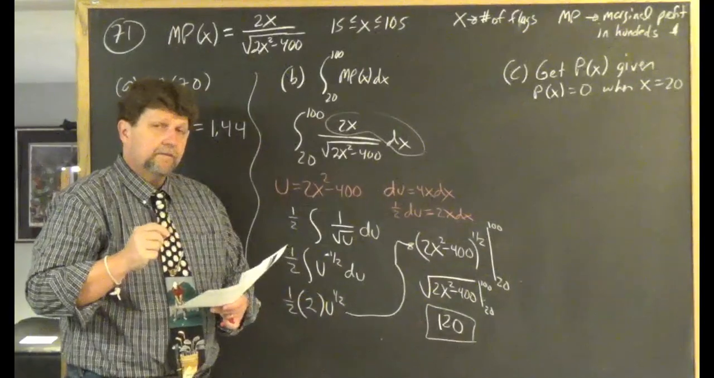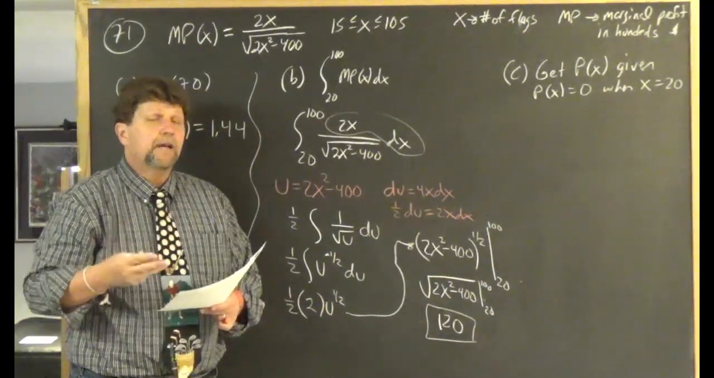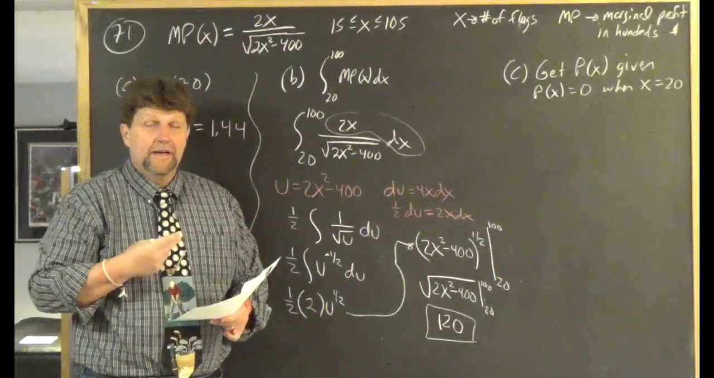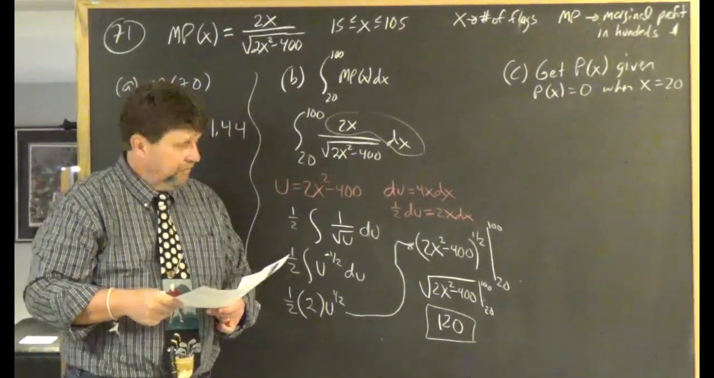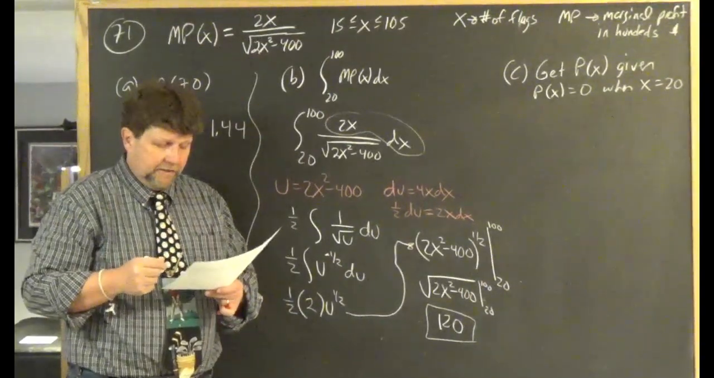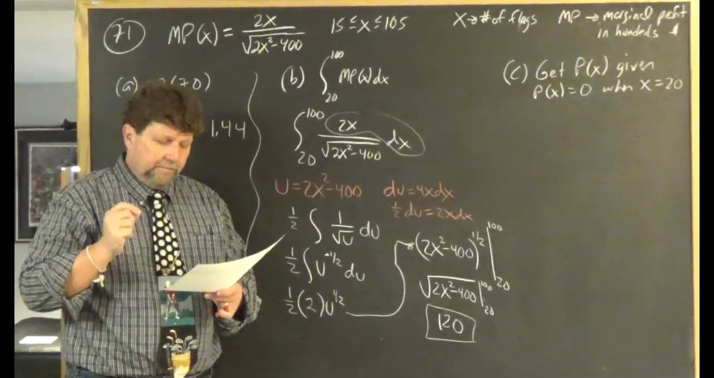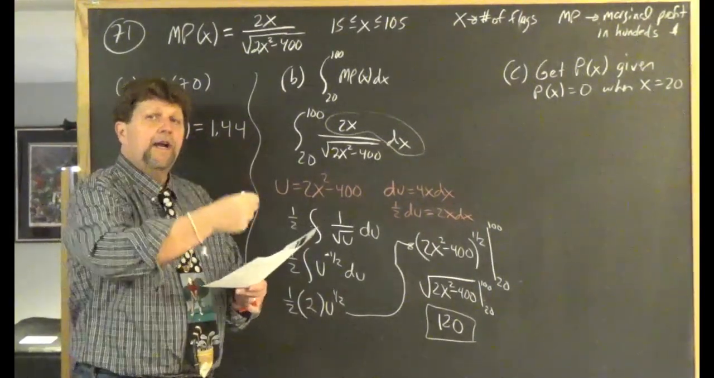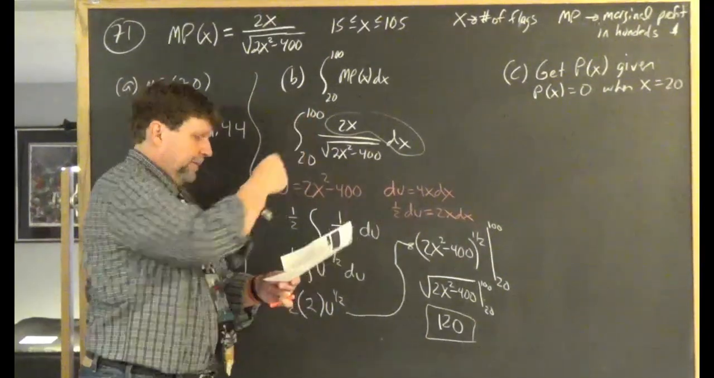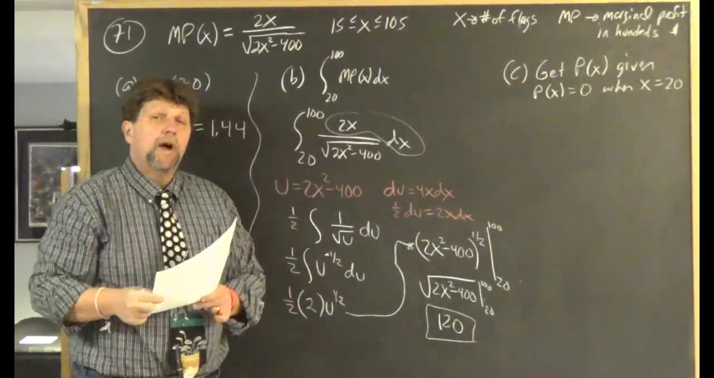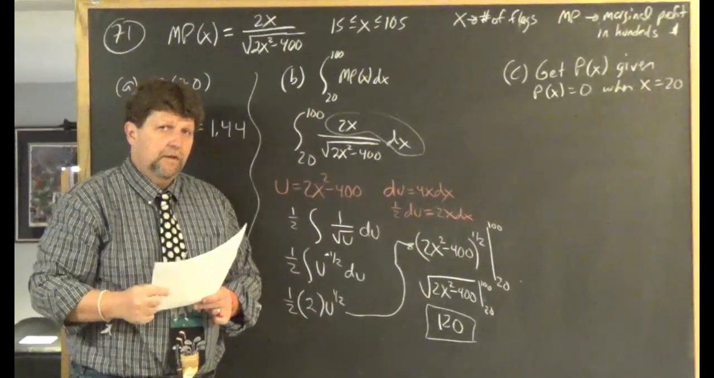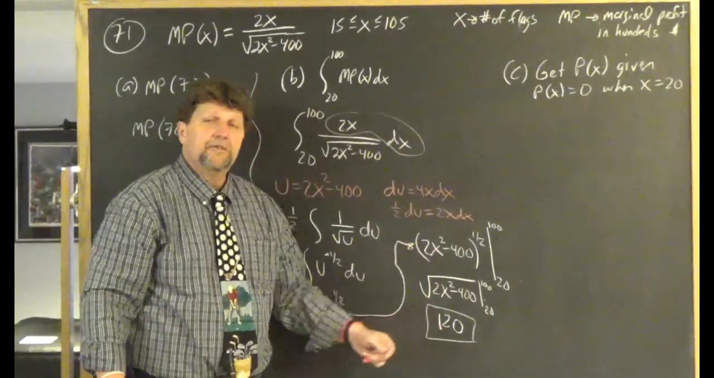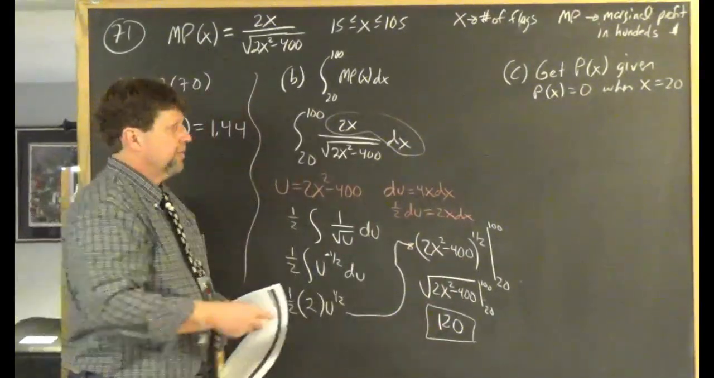So let's verbalize the interpretation. Not going to write it down. You can pause and rewind the video as often as necessary to get the interpretation down. Here's what that 120 means. The total increase in profit for producing and selling 20 to 100 flags is $12,000. Keep in mind, this is in hundreds. It told us at the beginning, it's in hundreds. So that would be the interpretation.